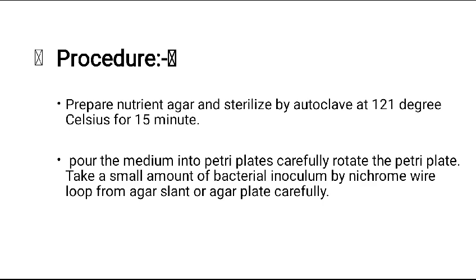Procedure: prepare nutrient agar and sterilize by autoclave at 121 degrees Celsius for 15 minutes. Pour the medium into petri plates. Carefully rotate the petri plate. Take a small amount of bacterial inoculum by nichrome wire loop from an agar slant or agar plate carefully.